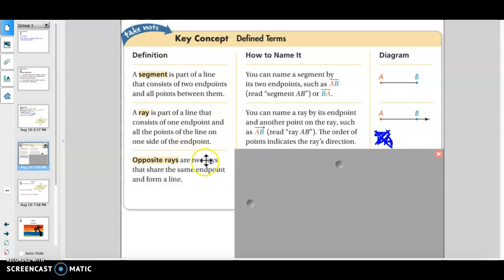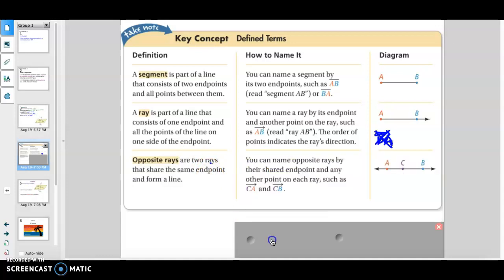Then our final one is opposite rays. Opposite rays are 2 rays that share the same endpoint and form a line. Notice here, these 2 rays are sharing C, and one ray is starting at C and going this direction, and the other ray is starting at C and going this direction. So you can name opposite rays by their shared endpoint and any other point on each ray, such as ray CA and ray CB. Both of those involve the letter C, and C is the starting point for both, so C comes first when you name them. You say CA and CB. Even though in English we'd want to read this AC, since A is where the arrow is, you're going to say that second.